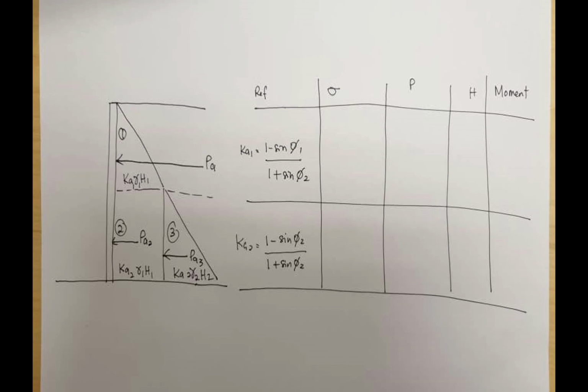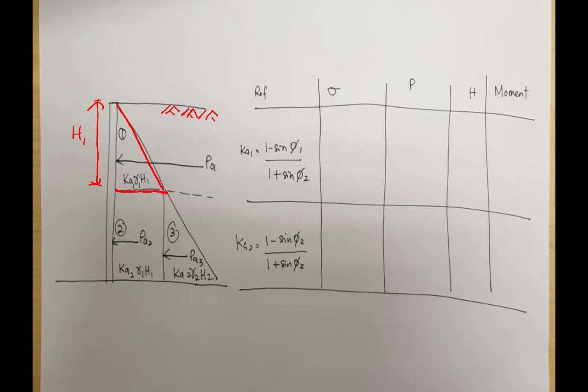So this is what I have already tried to do. What you need to do is draw the stress distribution layer by layer. Because at the back there is only soil, we don't have a surcharge or water. So what we need to draw first is this rectangle. This rectangle represents the first soil layer, and it is given by Ka1 gamma 1 H1, because this is H1.